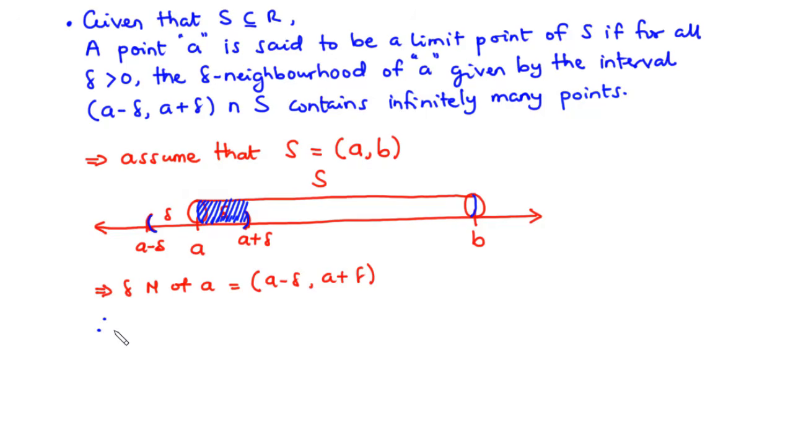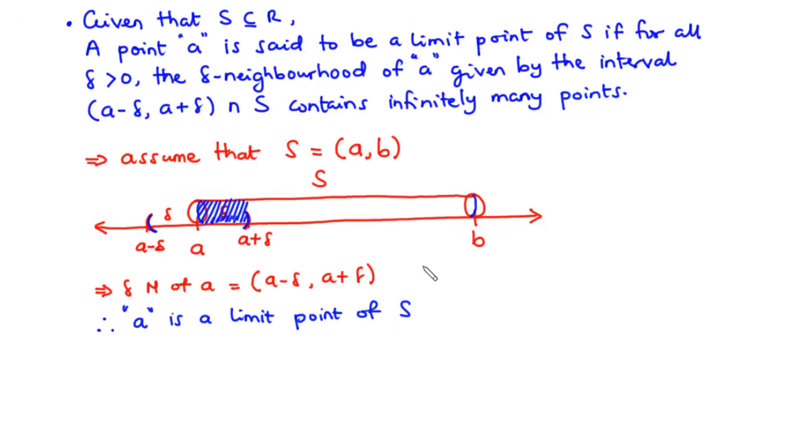Therefore, A is a limit point of S. So A is a limit point of S simply because the intersection of the delta neighborhood of A, which is given by this interval, and the set S contains infinitely many points, that is between A and then A plus delta. Now the same applies to B.